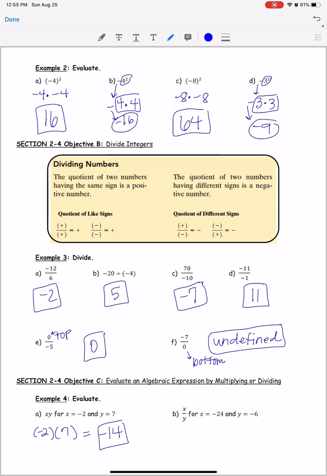On B, you have x over y. This little bar here means division. So my x is -24 divided by my y, which is -6. So on this one, we have the same signs. Negative over negative, so that means my answer is positive. And 24 divided by 6 is 4.